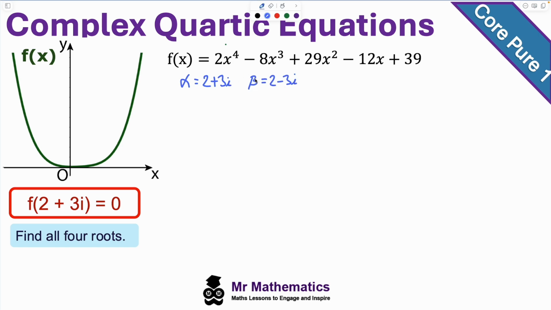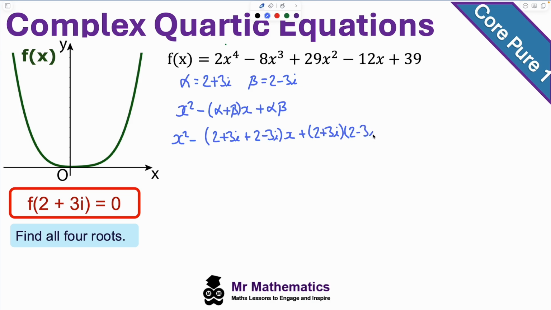So we'll have 2 minus 3i. Now we have two roots, we can find a quadratic factor. This is using the standard formula where x squared minus alpha plus beta times x plus alpha beta. And we'll just substitute each of these into here. So we'll have x squared minus alpha plus beta multiplied by x, and then we'll have alpha times beta. So 2 plus 3i multiplied by 2 minus 3i. Now you can see this positive 3i will cancel with this negative, so these will go.